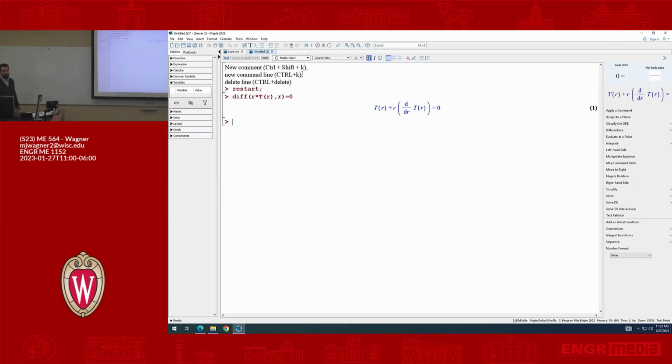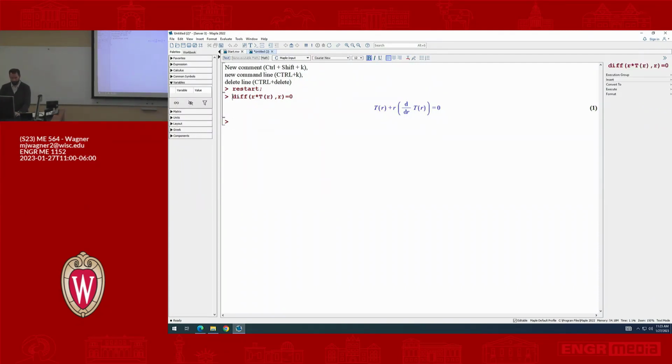Now, in subsequent calculations, I want to be able to reference this result. So I need to name it something, call it something so I can easily refer to it. So I'm going to go back up here. I'm going to call this ODE.